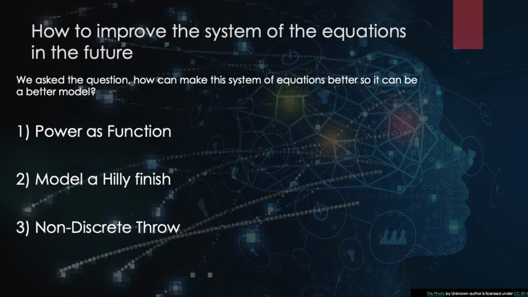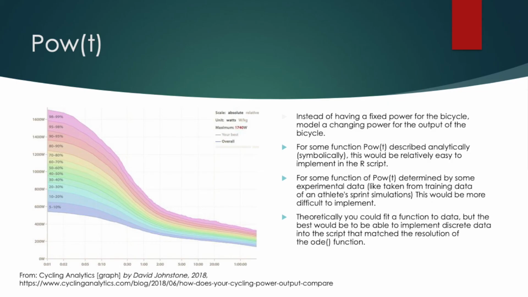So following our results, we tried to figure out how we might improve the model, and we thought of developing a power function, modeling a hilly finish, and modeling a non-discrete throw. For the power function, instead of using a constant for power in part of our equation, we could develop an analytic or symbolic representation of a power function, or ideally, if we could get it working with R, have inputs of some discrete graph of maybe experimental data or something.